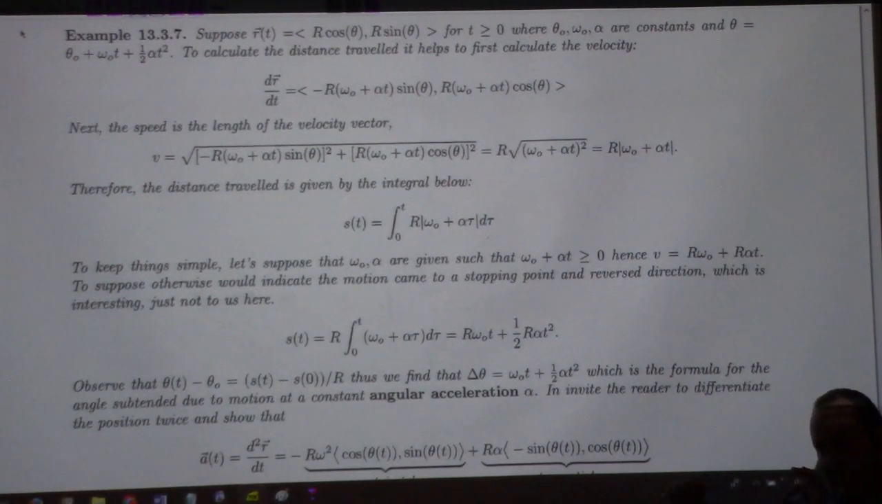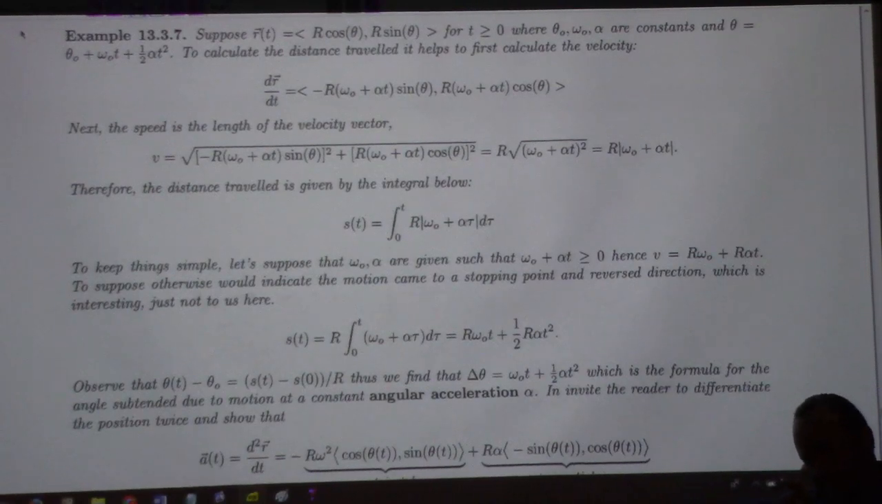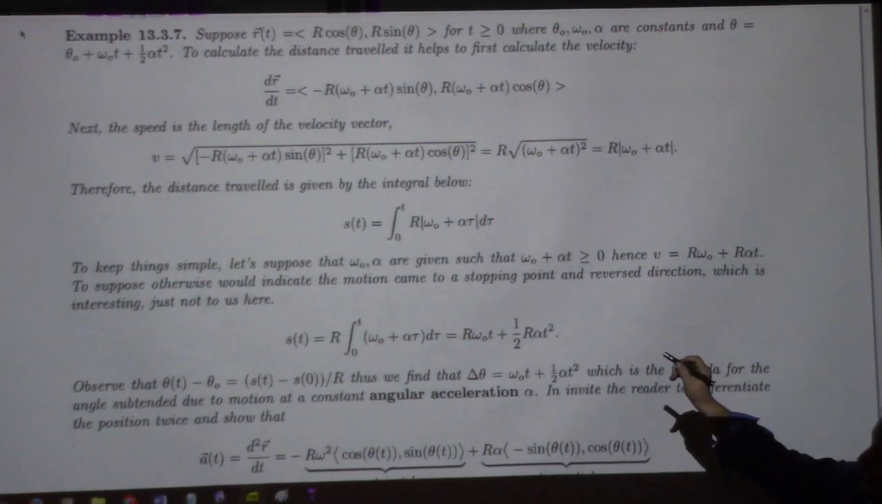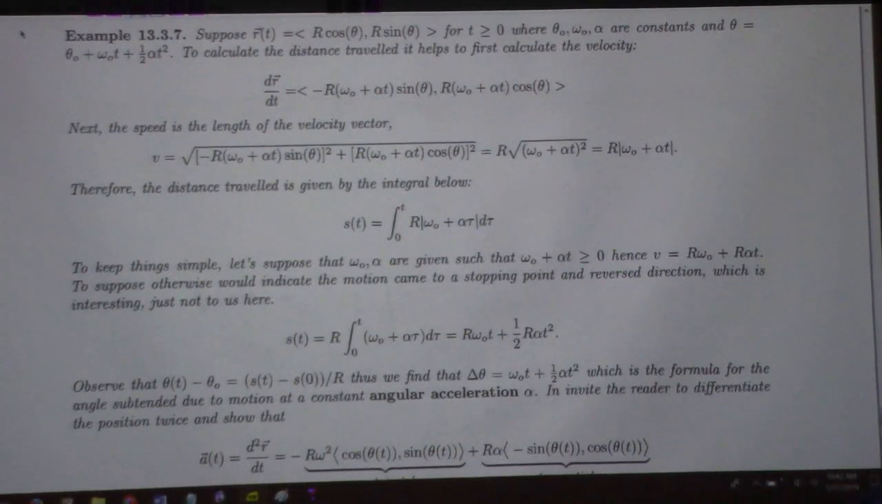It's like you're going around a circle, and you move faster and faster and faster, supposing that this alpha is positive, right? And I'm assuming alpha is a constant, so this would be constant angular acceleration circular motion is what this problem is studying. So I calculate the velocity, I calculate the speed. The speed is still actually pretty simple. It ends up being r times the absolute value of omega plus alpha t. And then I integrate the speed to get the arc length, like that.